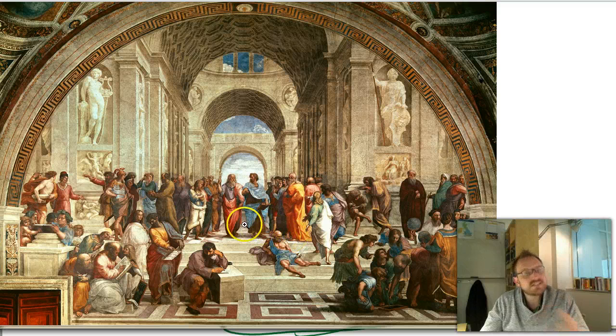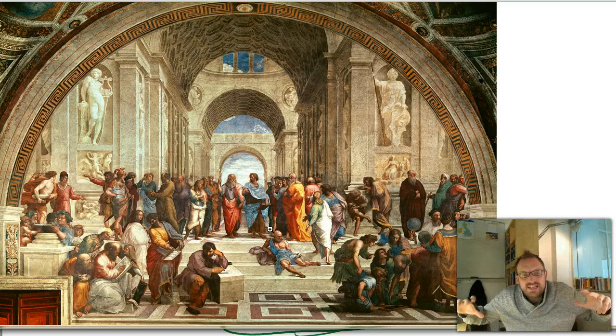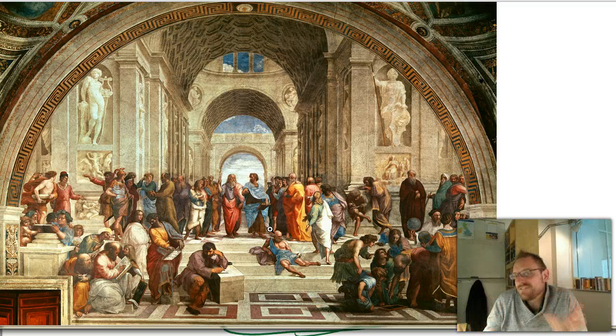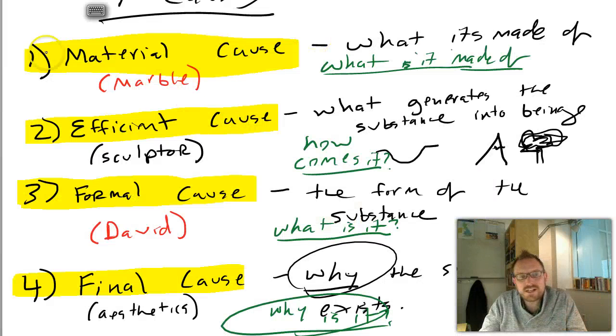What's its efficient cause? Its efficient cause is the painter. It's Raphael. What is the formal cause? The formal cause is that it is a picture of philosophers in some sort of idealistic Greek temple, right? It's a scene of philosophy, essentially. That's its formal cause. It's a bunch of different people. And what's its final cause? Its final cause is probably to evoke a study of history and philosophy, something like that. So every object has material, efficient, formal, and final causes in Aristotle's view.